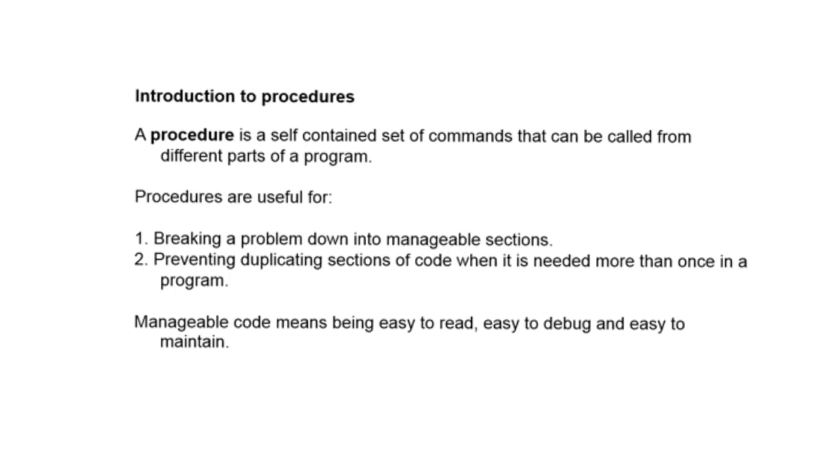Okay, so as we already know, subroutines fall mainly in a theoretical sense into procedures and functions. A procedure, or function, is a self-contained set of commands that can be called from different parts of the program. They're useful for breaking a program down into manageable sections and preventing duplicate sections of code when some code is needed more than once. These whole concepts also add to the maintainability of code, making it easier to read and debug.